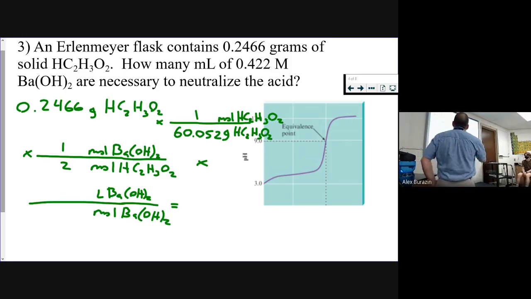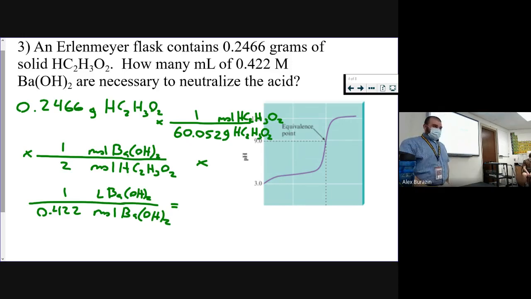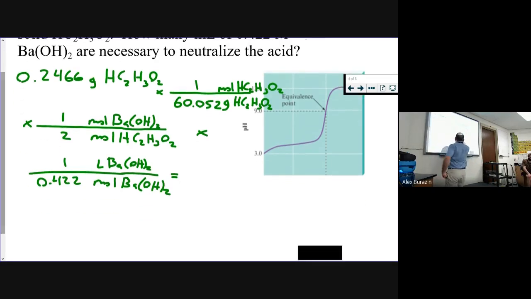Now at the bottom, I have my molarity of base. That's what I use. I have 0.422 for every 1 liter, and we're good. What'd you guys get? Since we're solving for liters, it's going to be 0.004 or something, right? What'd you get, Jack? 4.87. Yeah, look at the bottom.